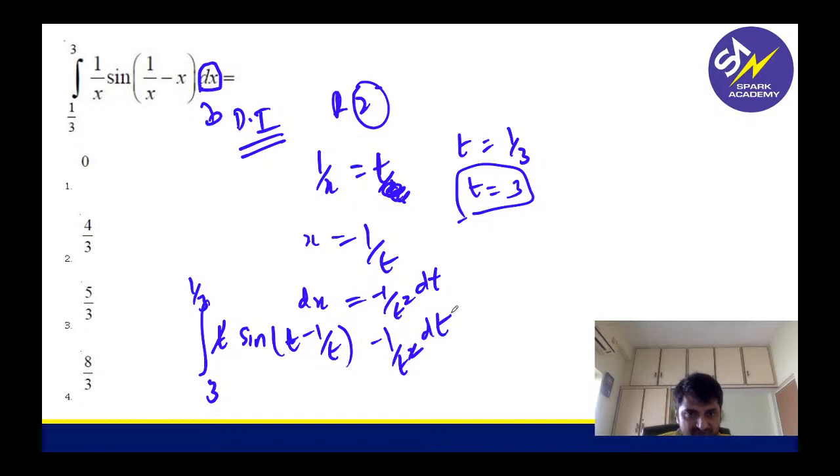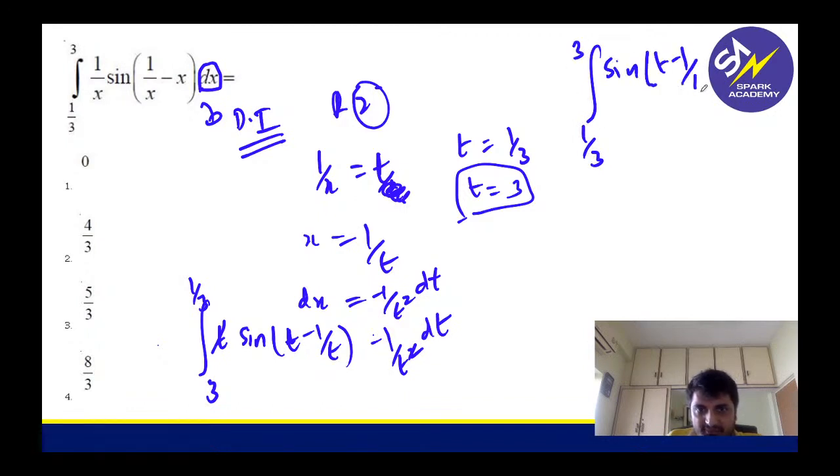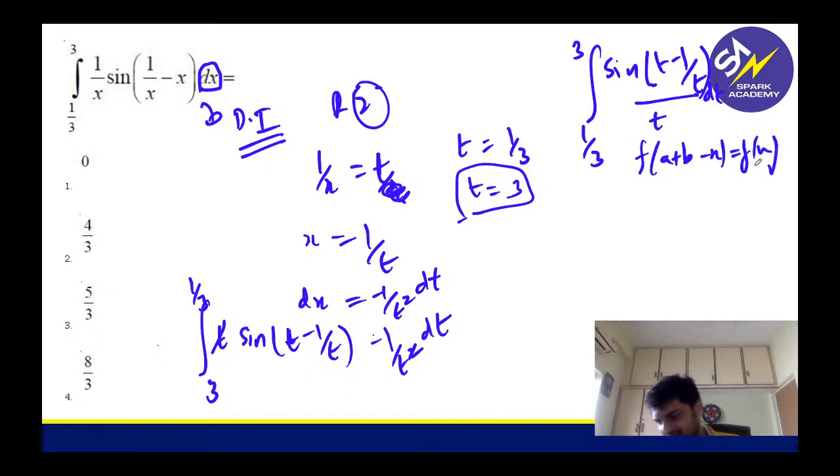So now negative comes out. Negative means lower limit and upper limit I can switch. Sine of t minus 1 by t, by t dt. So this I can use f of a plus b minus x equal to f of x format. Again simplify. I think when you do that, you will get it as 0. If you just subtract, you will again get it as 0 actually.